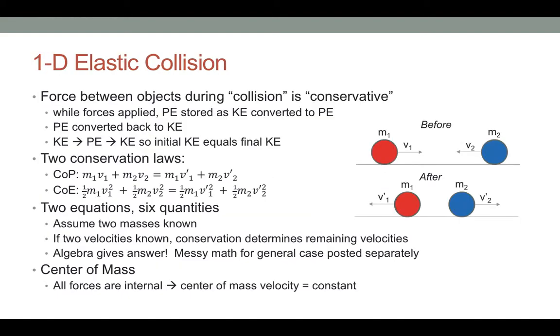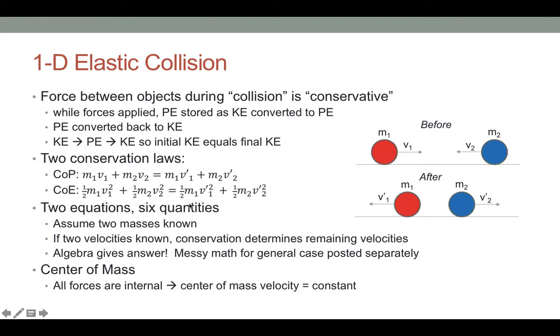We'll start by considering one-dimensional elastic collisions. Here, the force between these objects as they collide will be converted into some form of potential energy. The force will be conservative, which means that potential energy will be turned back into kinetic energy after the collision. This allows us to use two conservation laws: the conservation of momentum, which I've laid out right here, the momentum before equals momentum after, and the conservation of energy will only be in the form of kinetic, so we add up the total kinetic before and it equals the total kinetic energy afterwards.